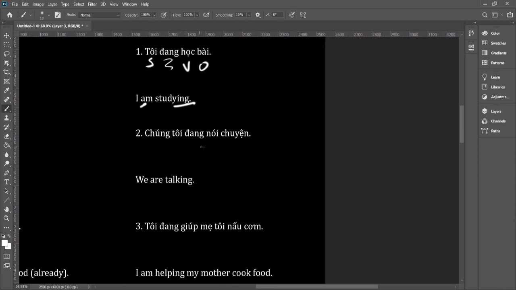Chúng tôi đang nói chuyện. We are talking. Same idea. This is our subject. This is our particle. This is our verb. This is our object. Again, this just denotes am, ing. And we can see the progressive aspect in English when we say I am blanking. Alright, very simple. It's just denoted by one word in Vietnamese.